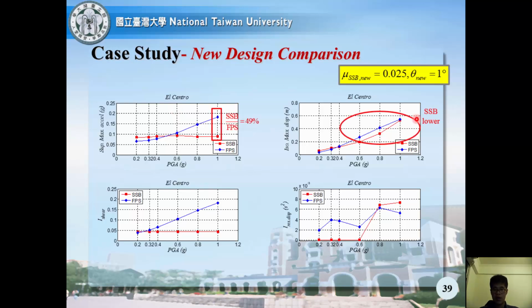And then, if we look at the displacement response, we may see that the friction pendulum system still has a larger displacement response than our system. And for the shear index, when using our new design parameters, it will lower down 49% of the shear index relative to the original. And finally, although we improve some performance of our system, it may also sacrifice some of the recentering capability of our system.